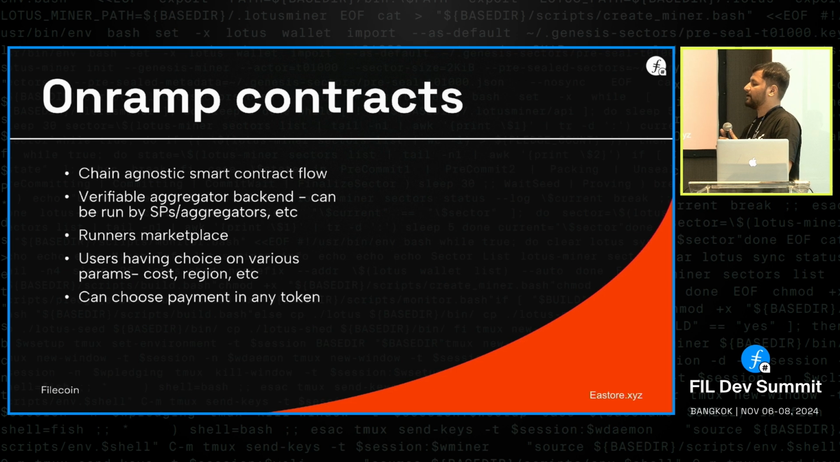Third thing that Onramp contracts enable is a runner marketplace. Basically, anyone can run that backend. Any storage provider can run that backend, or anyone else can also collaborate with a storage provider to run that backend. So it creates a marketplace.